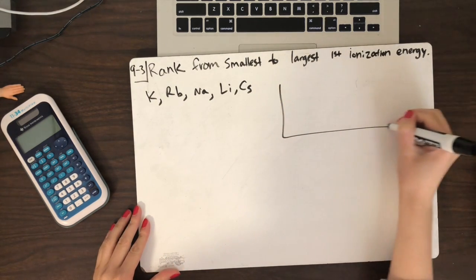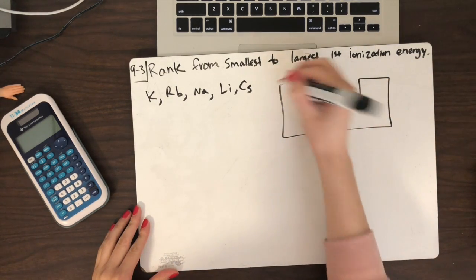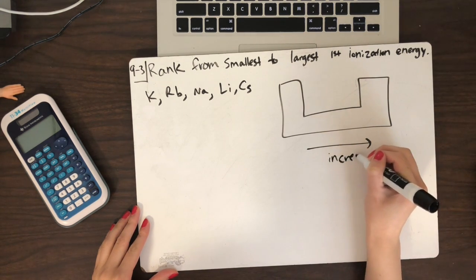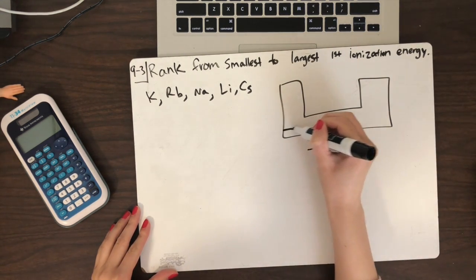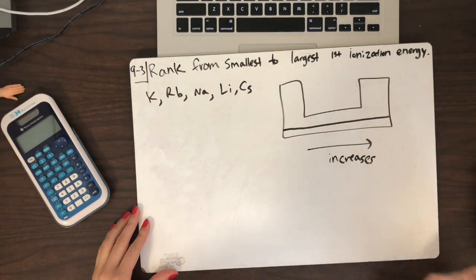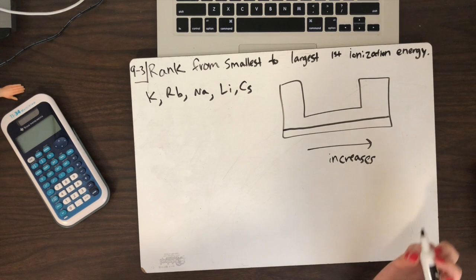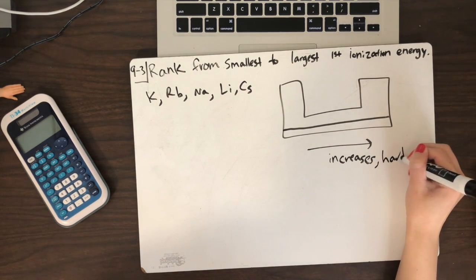So just to refresh your memory, the general trend is that ionization energy increases across a period, because within a given period it's got the same number of shells, but then it's got more protons, so it's pulling in tighter, so then it's harder to pull off an electron.